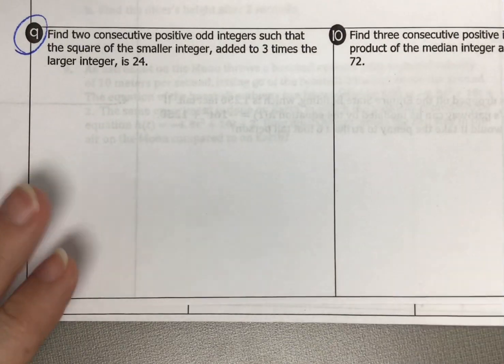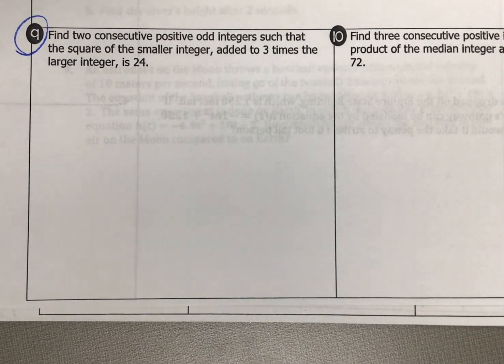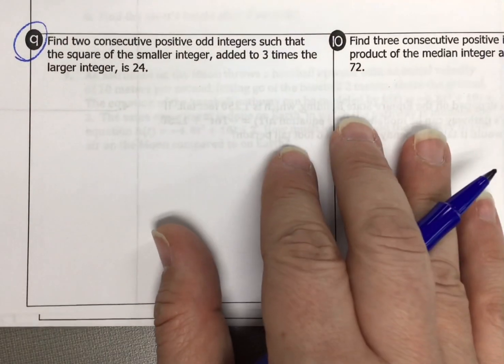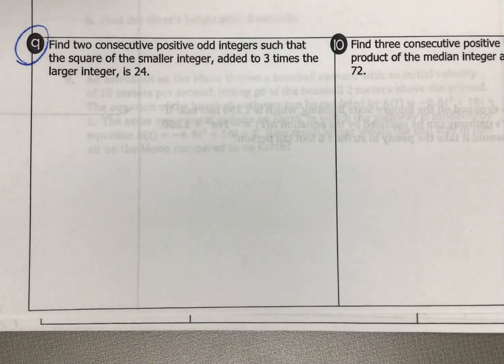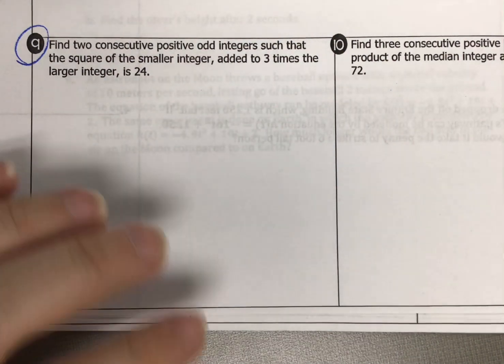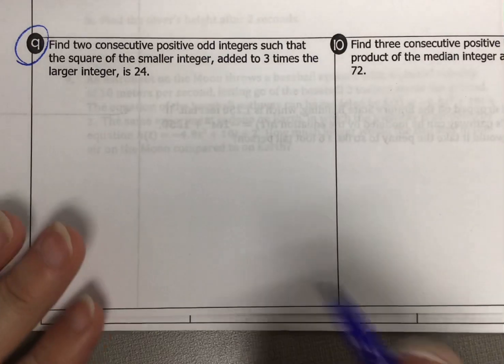Okay, so problem 9 is a consecutive integer problem. And they give us some information in this one because they asked us to find 2 consecutive positive odd integers. So we want positive answers only. By odd integers, they mean numbers like 3 and 5, 7 and 9, 11 and 13, etc.